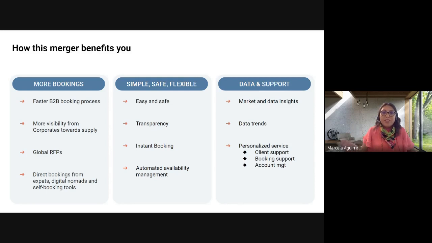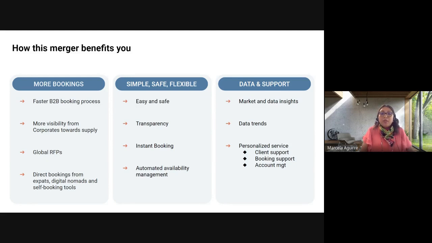Let's talk about the last key pillar that is not the least important, just as important. Market and data insights. Many of you have been checking the names once again of people in the webinar, and many of you are coming from sales teams, commercial teams, and I'm sure that you are going to value market and data insights. And this includes data trends as well.